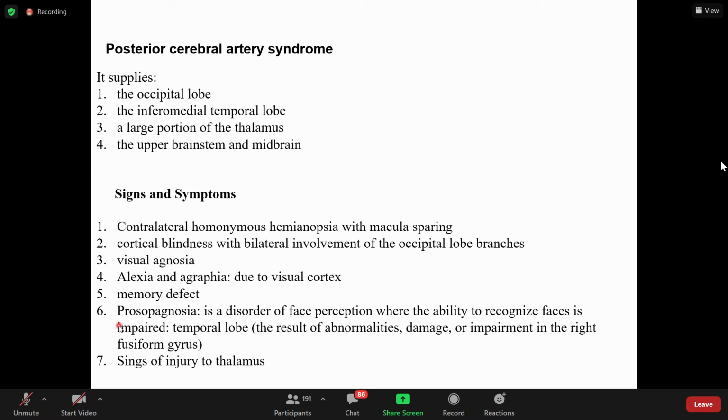The pathophysiology of it is not well defined or well known. Look it up, YouTube it, and you will see how interesting this is. But it is a sign of involvement of the fusiform gyrus of the temporal lobe.